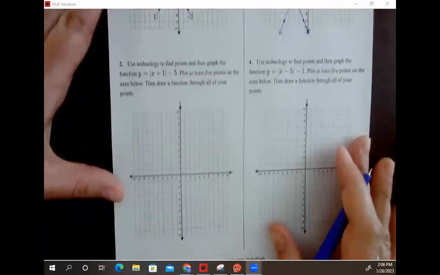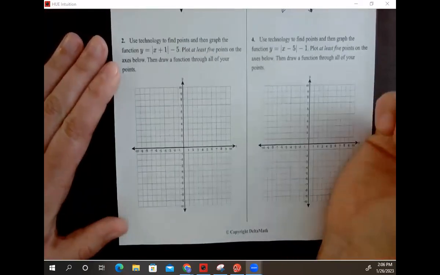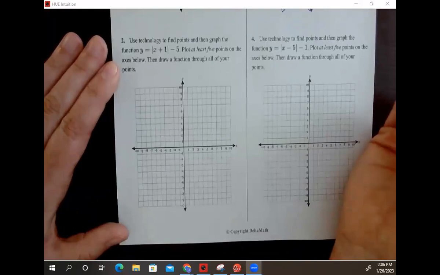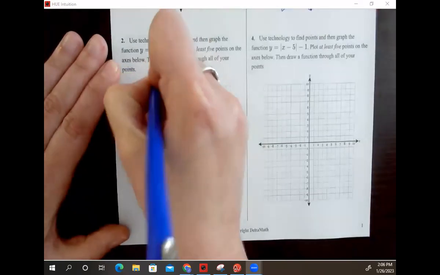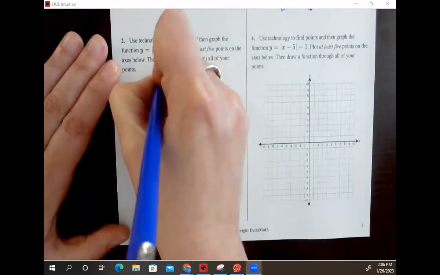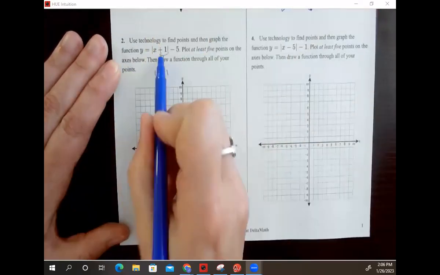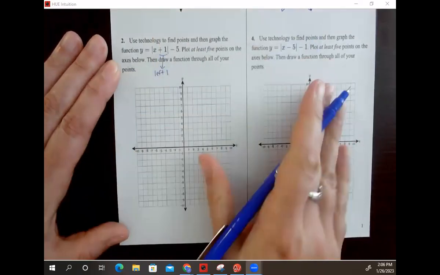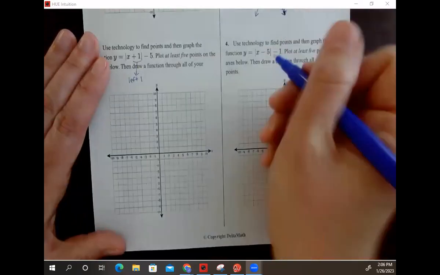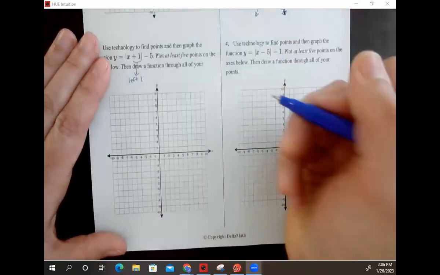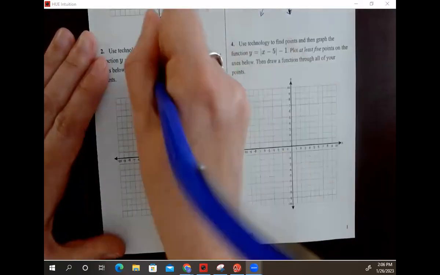Let's take a look at number 2 now. Same idea. I'm going to start by looking at where that key point should be. I have x plus 1 here. That means we're moving to the left 1 space. Notice every time I've had x plus something, we're moving to the left. Okay. In the next one, we've got x minus. So we're going to move to the right.